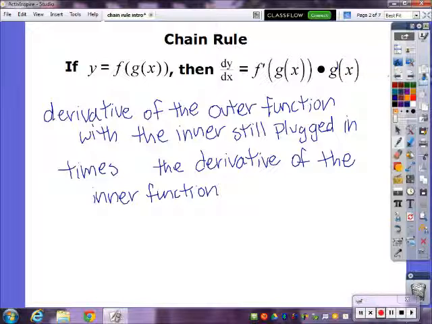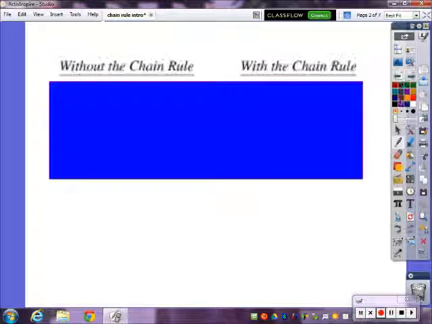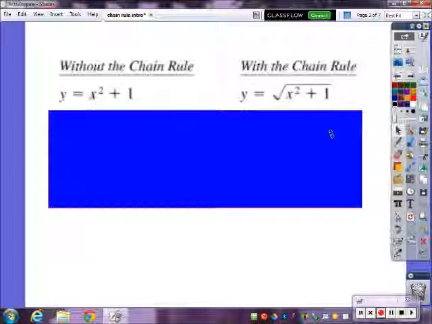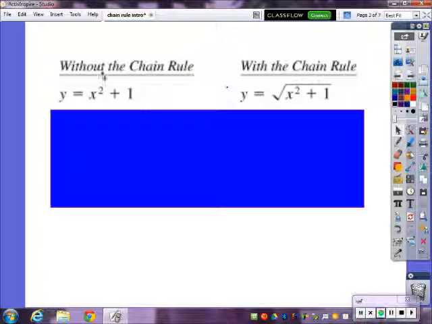So derivative of the outer function with the inner still plugged in times derivative of the inner function. And so let's look at some examples of the difference between problems where you use the chain rule and problems where you don't. So for example, if I have these two functions, the one on the left, y equals x squared plus 1, this is not a composite function, it's a polynomial. However, if I put that same polynomial in the square root symbol, that's a composite function. Your inner would be x squared plus 1, your outer would be the square root.